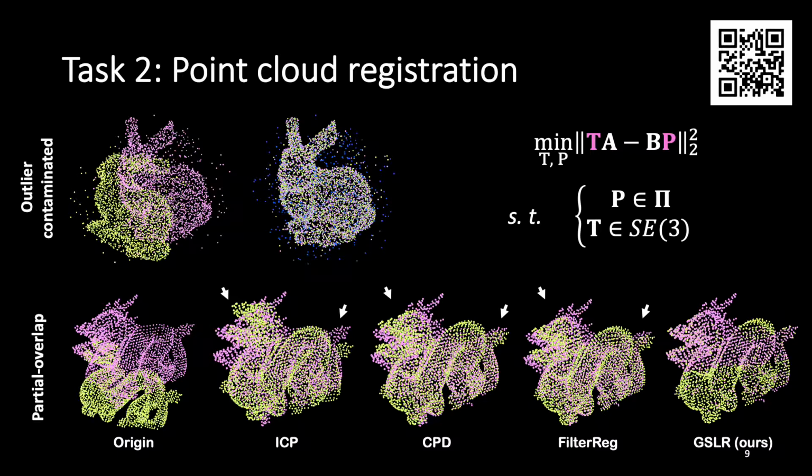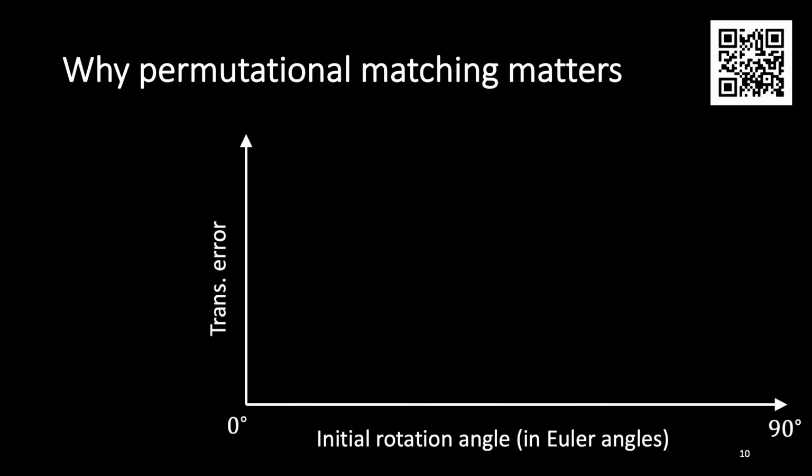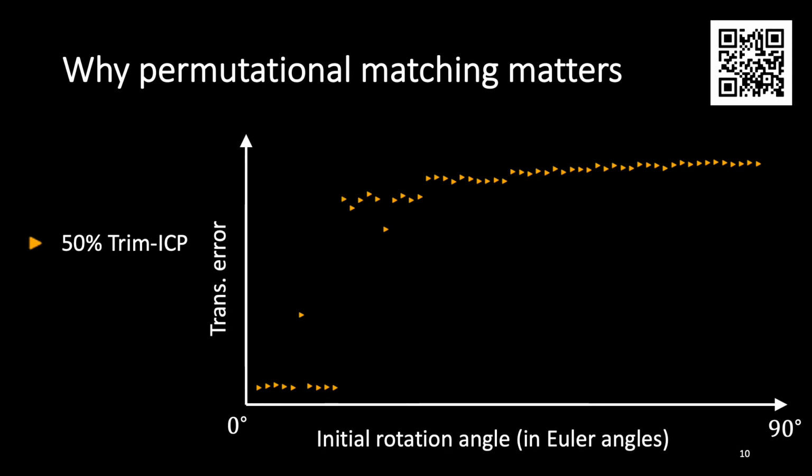other peer methods. With the point cloud registration setup, we would also like to demonstrate the importance of maintaining permutational matching. Specifically, we register two outlier-contaminated point clouds under varying initial rotations. Let's first see the result from the robust version of ICP, the trimmed ICP algorithm with a 50% trimming ratio. As shown, trimmed ICP can present good results given a reasonable starting point. It appears to be very sensitive to initializations.